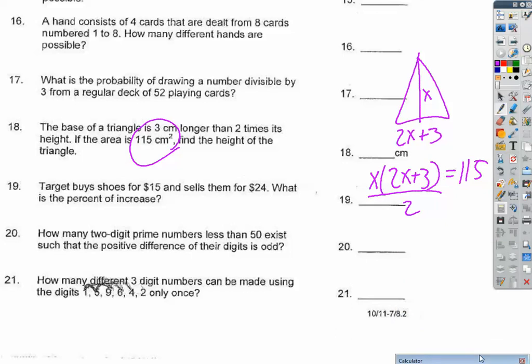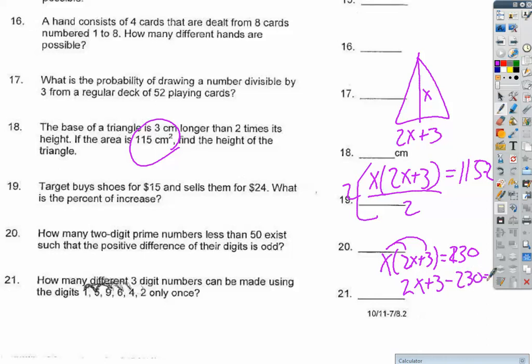And so then I multiply both sides by 2. So we have x times 2x plus 3 is equal to 230. So multiply this out. So I have 2x squared plus 3x minus 230 is equal to 0, because this is a quadratic that I'm being asked to solve. So here's the trick. With a number here, it makes it far more complicated.